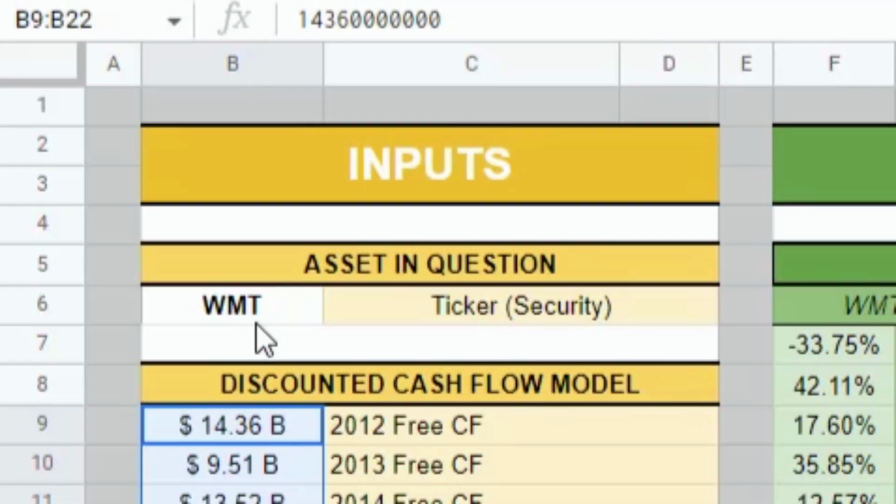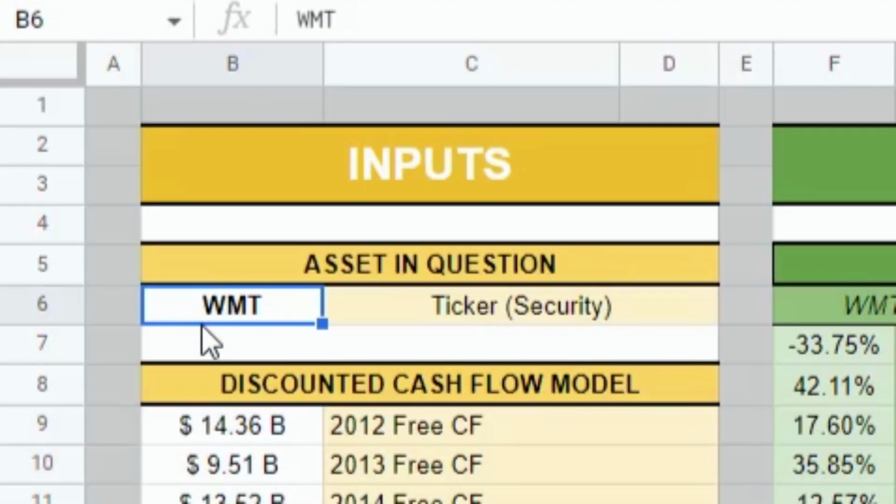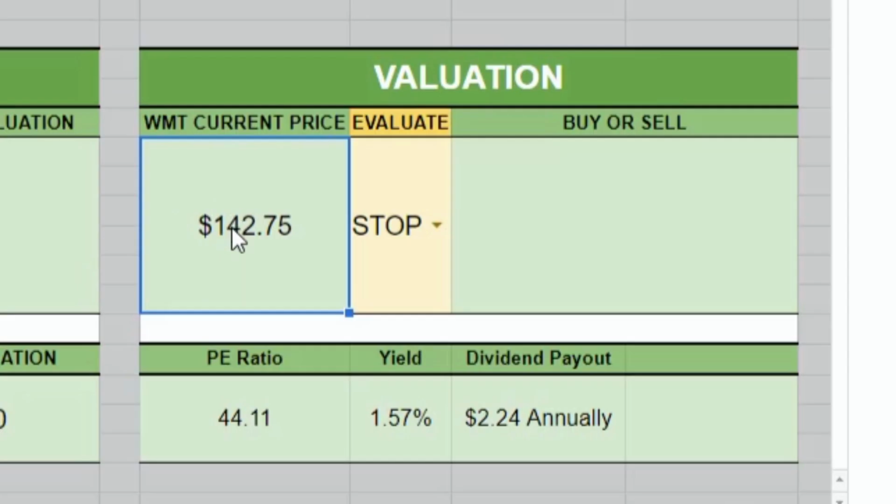Today we are looking at Walmart, ticker symbol WMT. WMT, or Walmart, is sitting around $142.75 today with a PE ratio of 44.11, which is about twice as much as the current S&P 500 PE ratio average. The dividend yield is sitting around 1.57% with an annual dividend payout of $2.24.